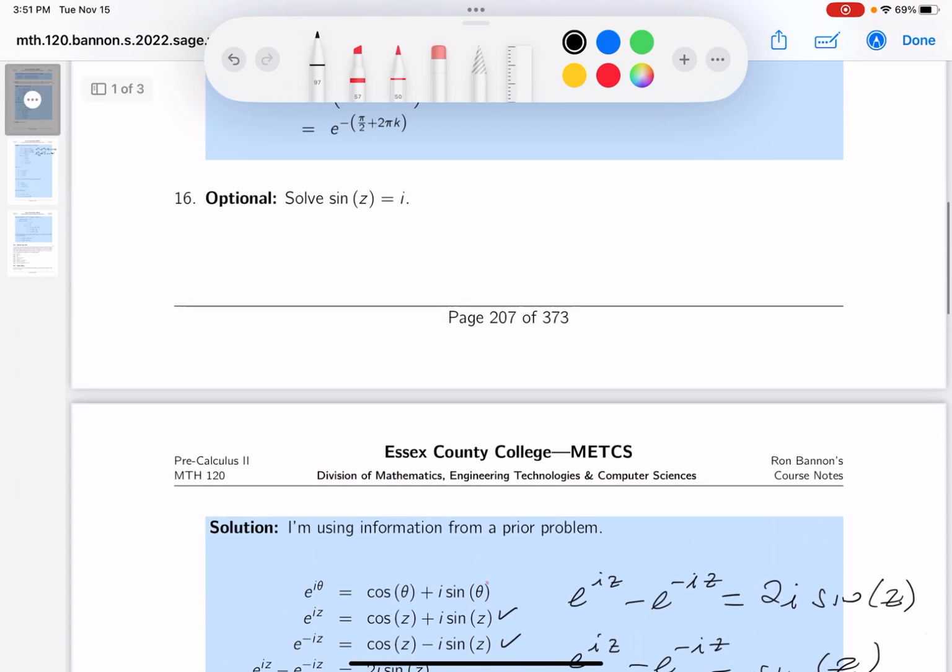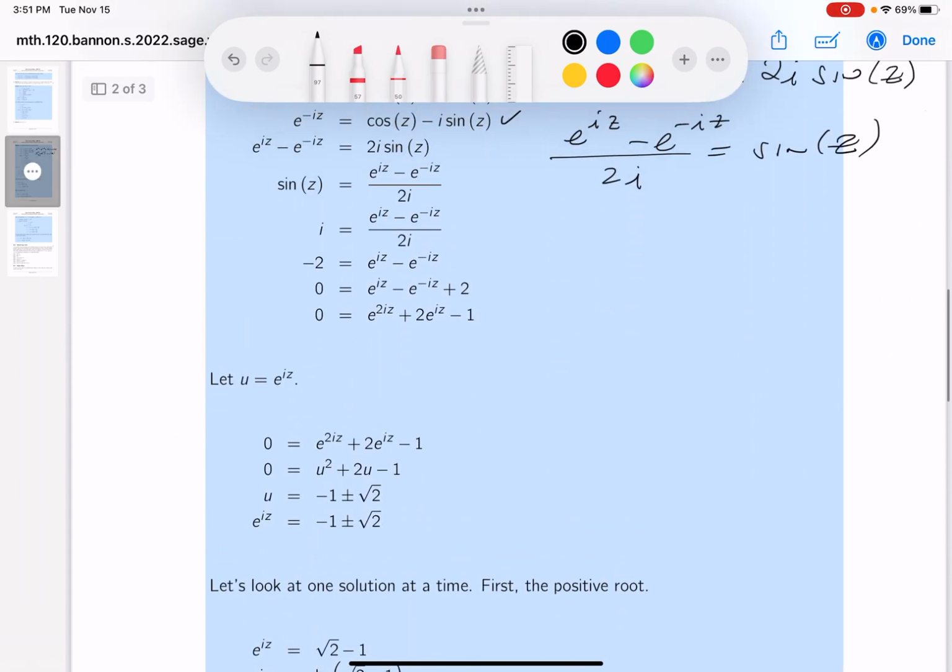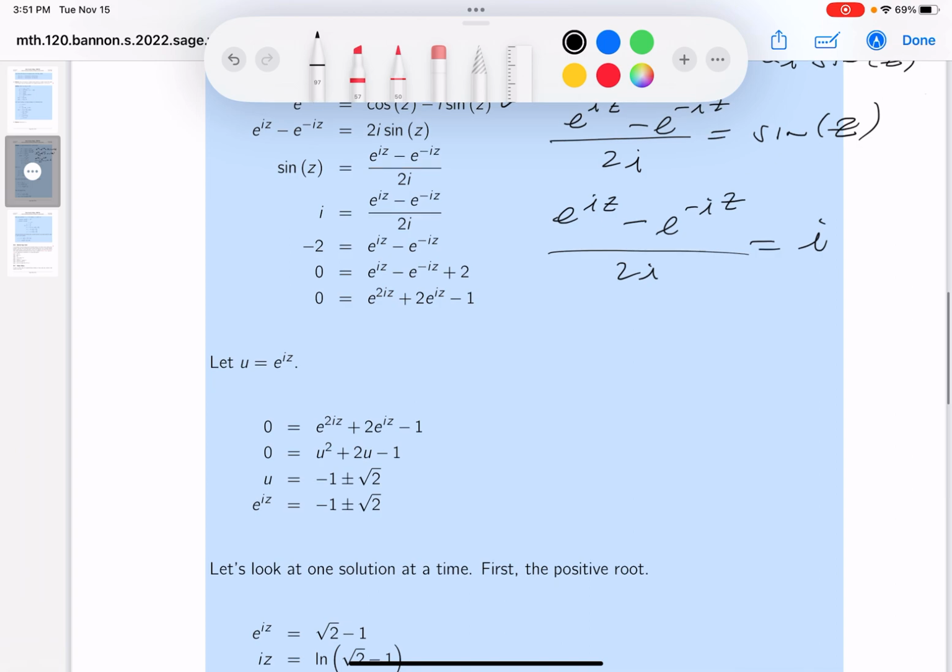I think I know what that is. That's just equal to i, right? So let's write that down. So e to the iz minus e to the minus iz over 2i is just equal to i. I'm going to clear the fraction by multiplying both sides by 2i. And you're going to get e to the iz minus e to the minus iz equals 2i squared. All right, multiplying both sides by 2i. And that's not too bad because it's simply minus 2.